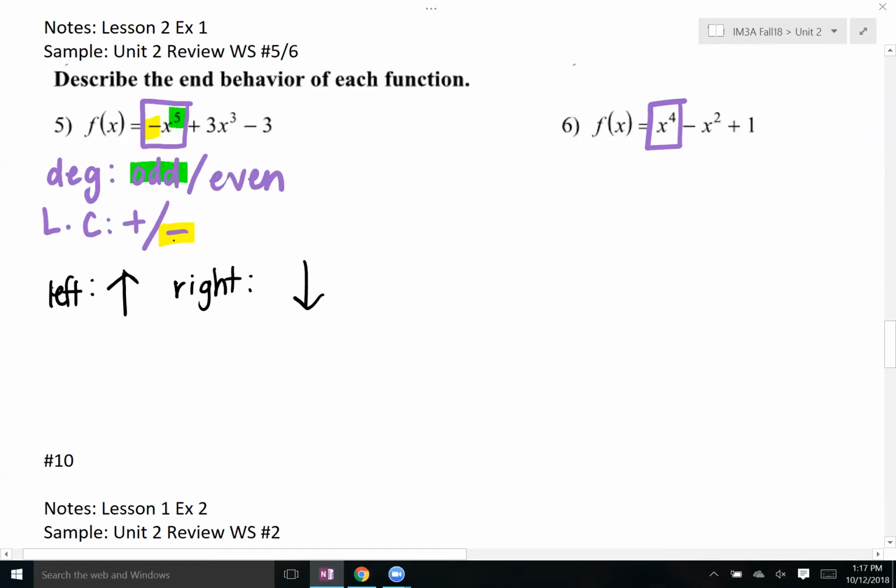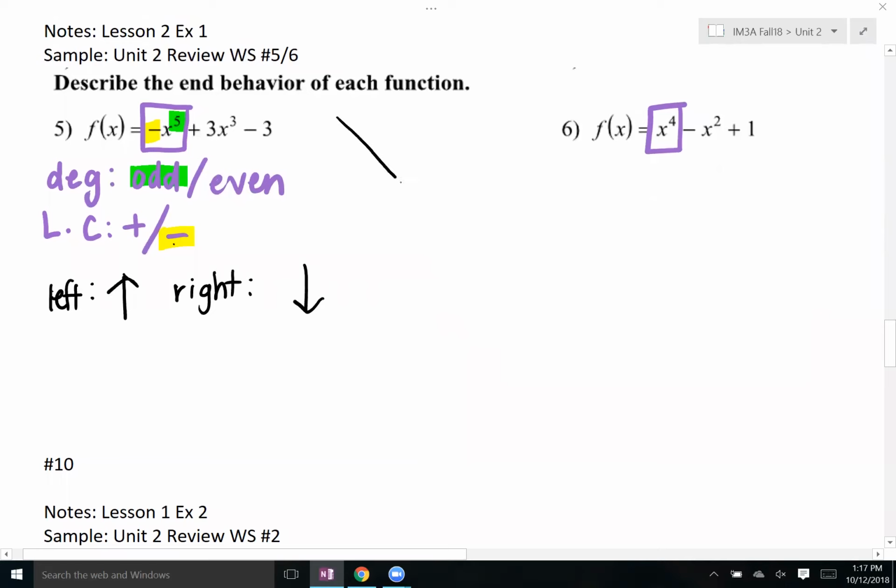Another way that you can kind of remember that is think about a slope of a line. If the slope of a line was negative, it would be going that way. And then if we had the positive version, these would switch. So it would be down on the left, up on the right. Again, think about a positive slope line.